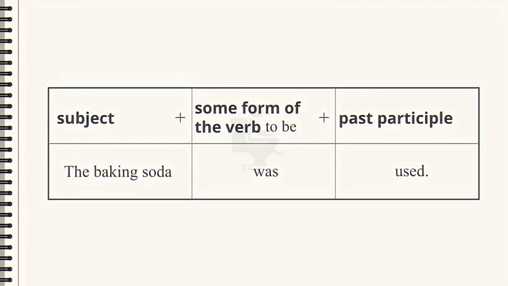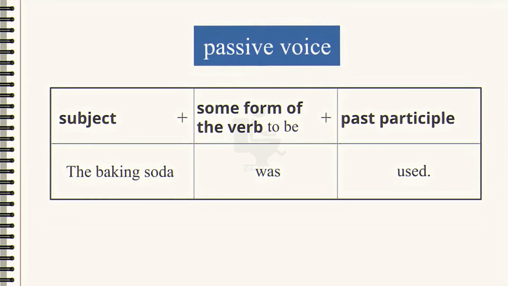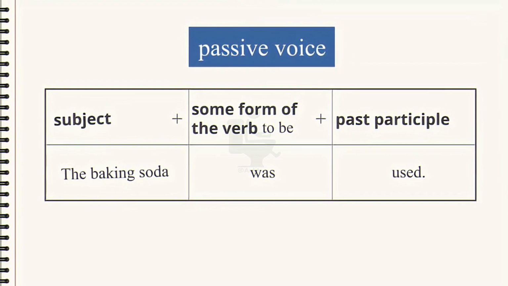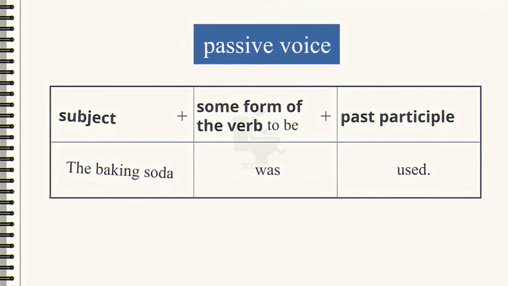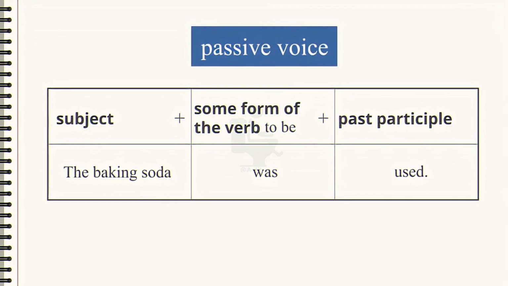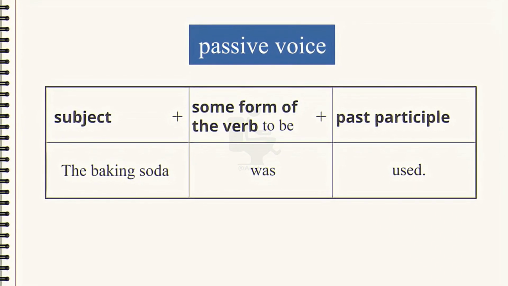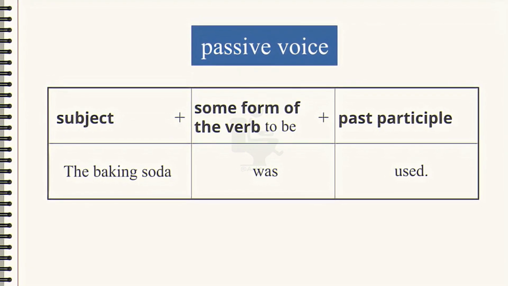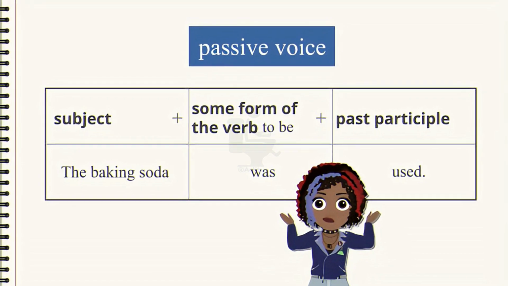Jenny's answer is an example of a sentence in the passive voice. In the passive voice, the subject receives an action. The baking soda was used. Sometimes, the passive voice is a handy way to leave out a certain subject, like I. Let's look at another example.